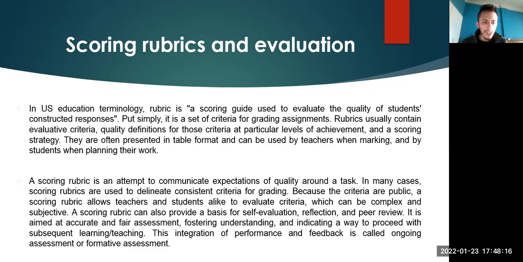In many cases, scoring rubrics are used to delineate consistent criteria for grading. Because the criteria are public, a scoring rubric allows teachers and students alike to evaluate criteria, which can be complex and subjective. A scoring rubric can also provide a basis for self-evaluation, reflection, and peer review. It is aimed at accurate and fair assessment, fostering understanding and indicating a way to proceed with subsequent learning teaching. This integration of performance and feedback is called ongoing assessment or formative assessment.